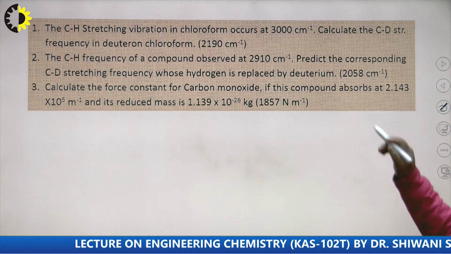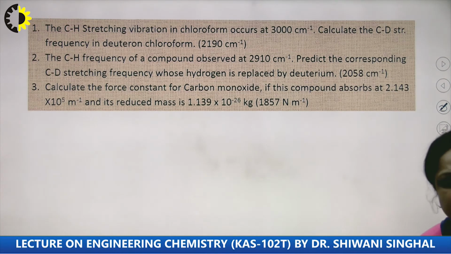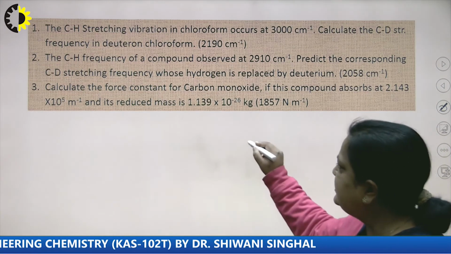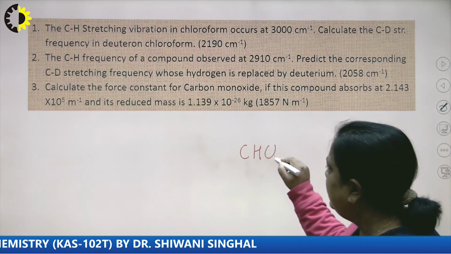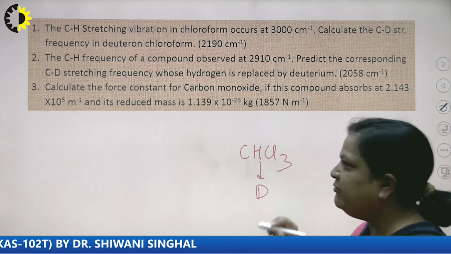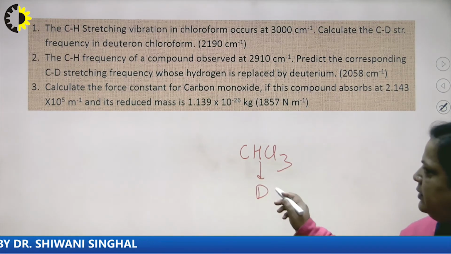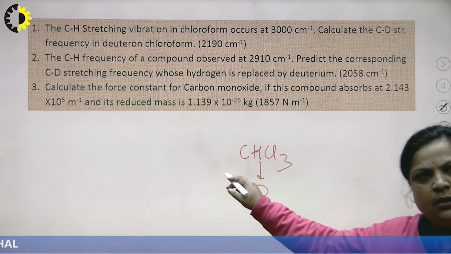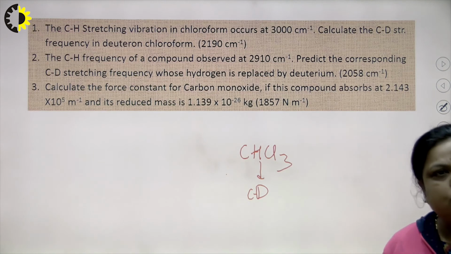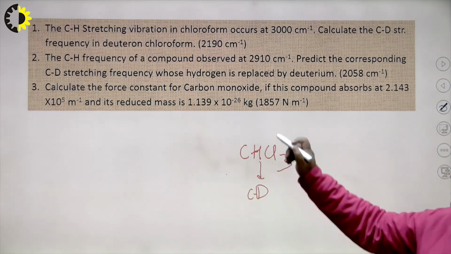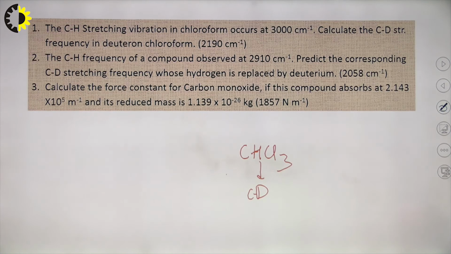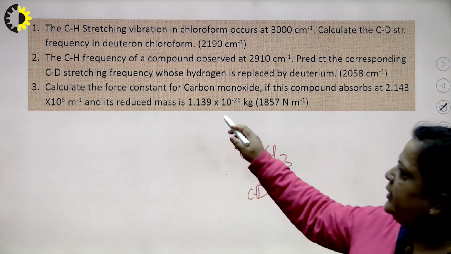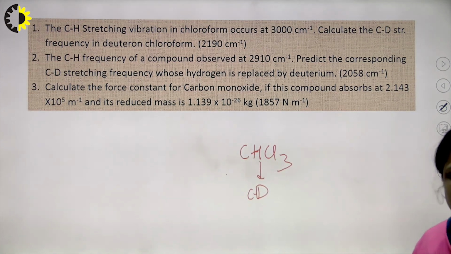There are a few questions we can look at. The C-H stretching vibration of chloroform is given. If the hydrogen in chloroform, CHCl3, is replaced by D, then find the new value. We can find it for C-H and for C-D. Here the mass is 1, while for deuterium the mass is 2. And the next question: calculate the force constant of carbon monoxide, if this compound absorbs at this value and the reduced mass is this. We can find the value of k.